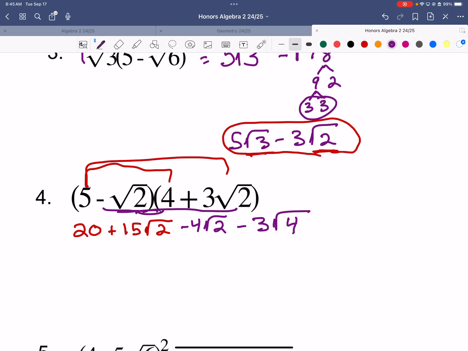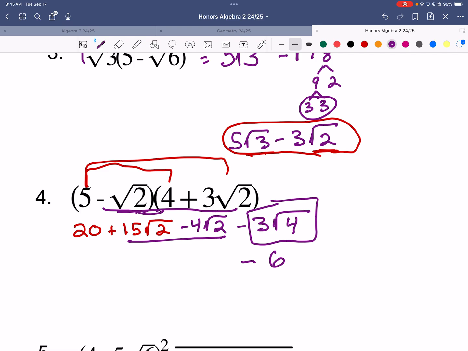Questions with that step? Now I have to simplify. If I look at this part right here, what's the square root of 4? Square root of 4 is 2, right? What's 2 times 3? 6. So this is actually negative 6 right there.